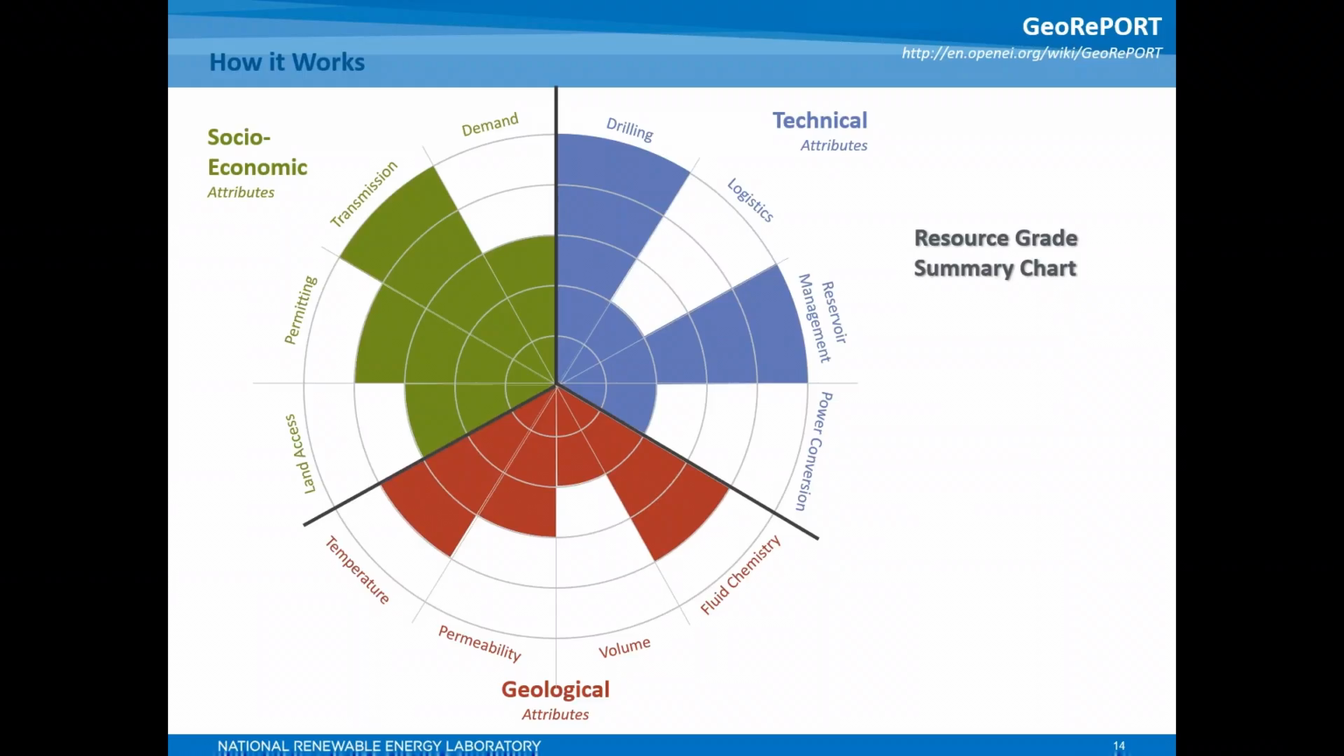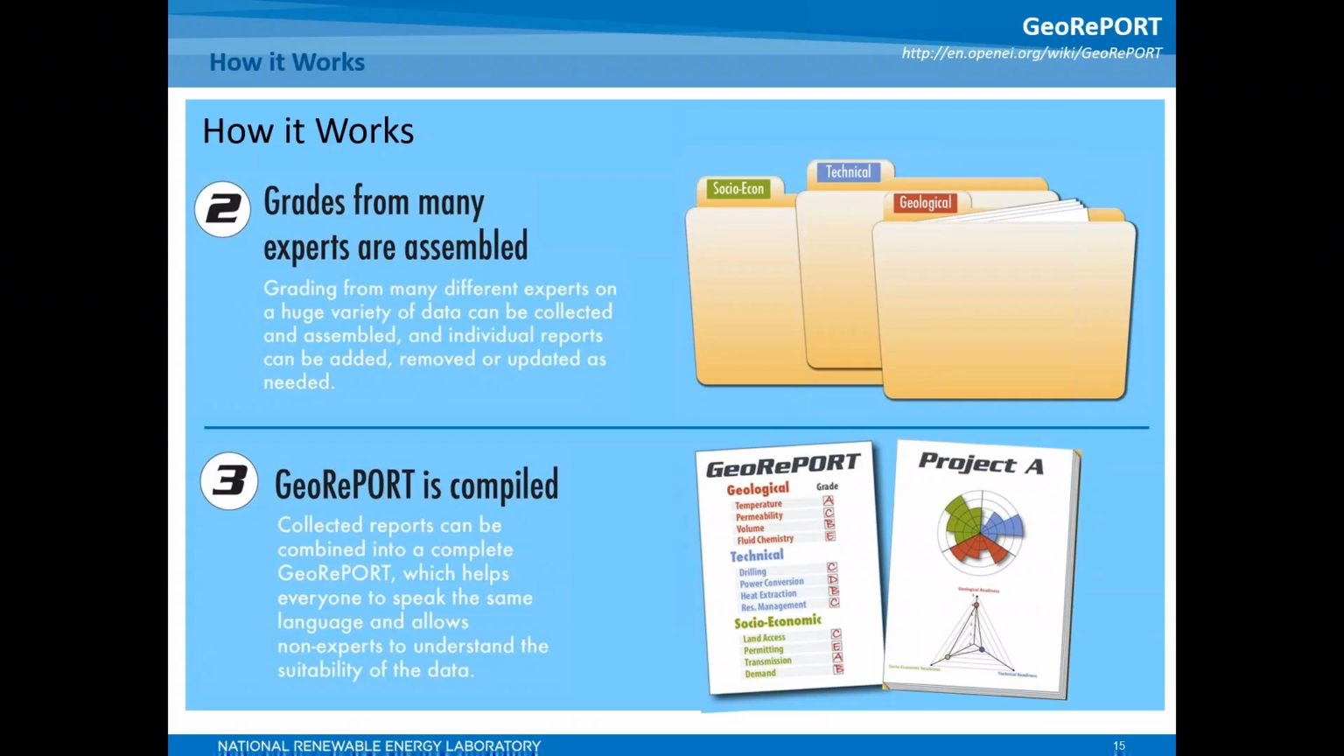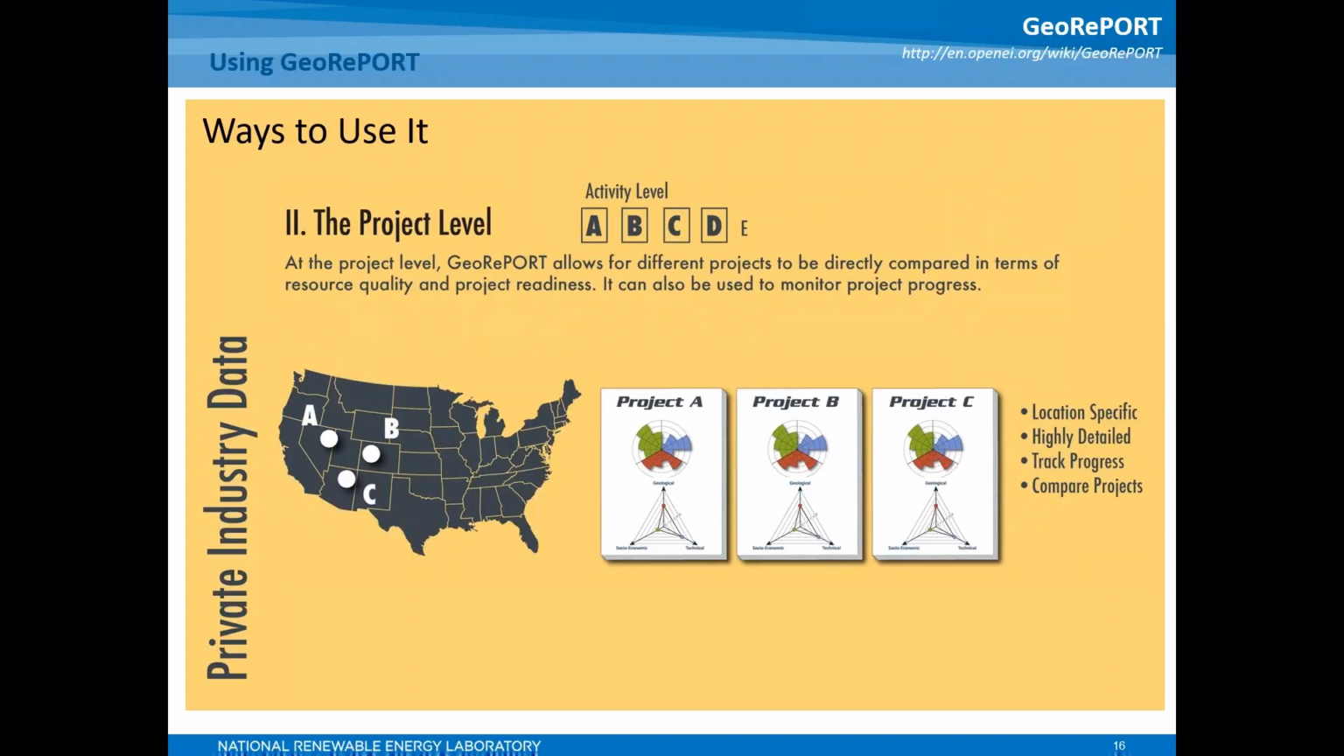For example, transmission, drilling, and reservoir management won't be a problem at this site, but land access and logistics may cause problems. Grading from different experts on a wide variety of topics, from geological to technical to permitting and market conditions, are collected and assembled into different sections of the report. Individual reports can be added, removed, or updated as needed throughout the life of the project as more information becomes available. The reports are then combined into a complete GeoRePORT, which helps everyone to speak the same language and allows non-experts to understand the suitability of data for evaluating geothermal potential.